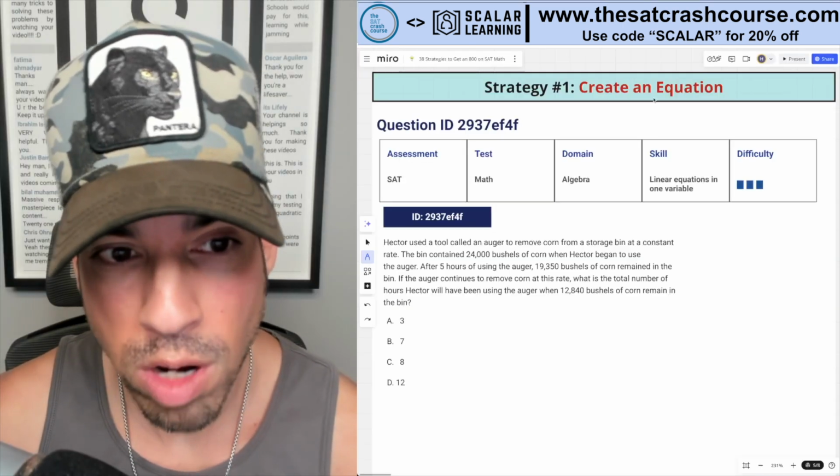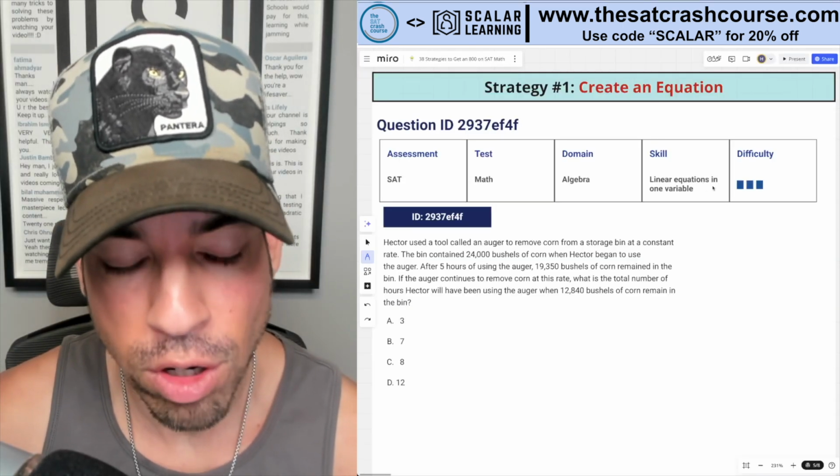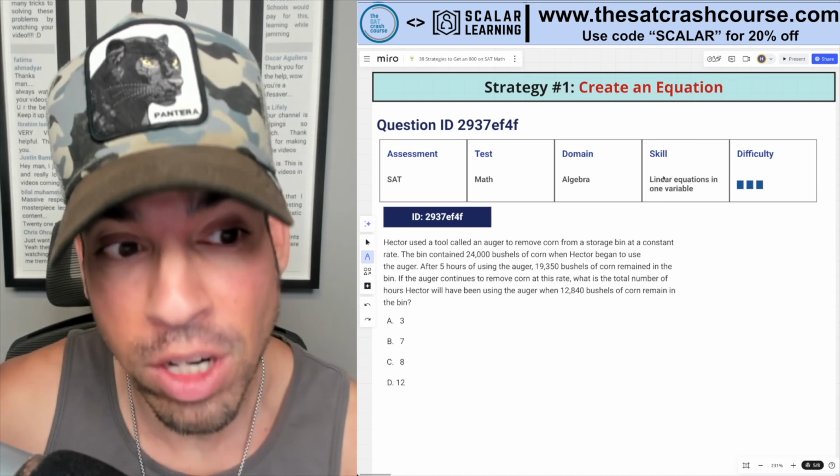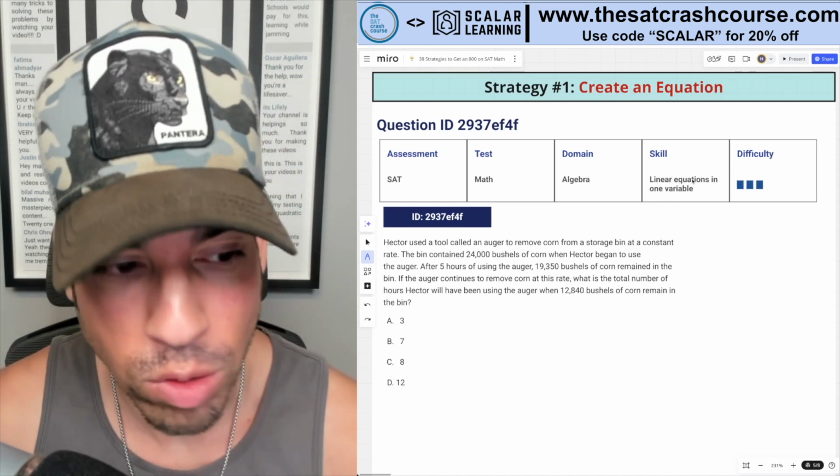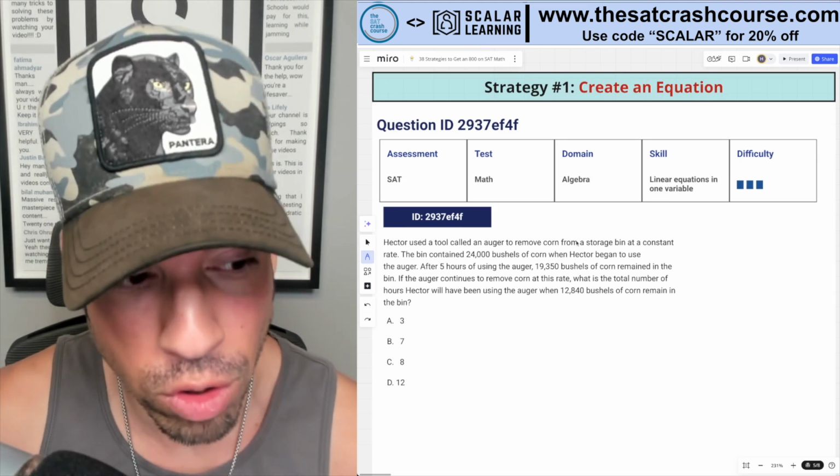Strategy number 1, create an equation. And we are in linear equations in one variable. Now, this strategy applies beyond this subcategory, but it's great for linear equations in one variable. Let me show you how we apply it.